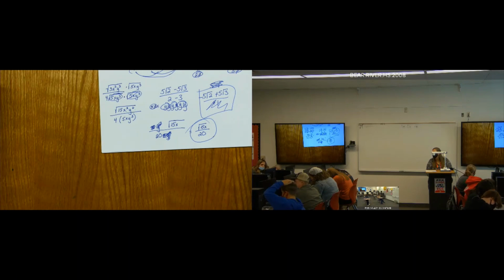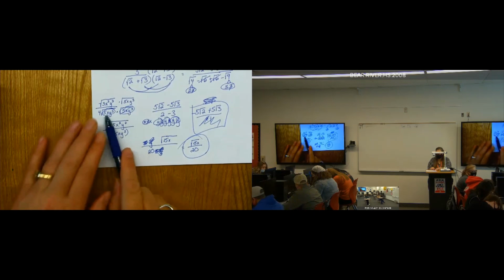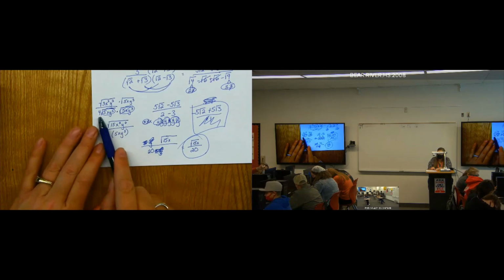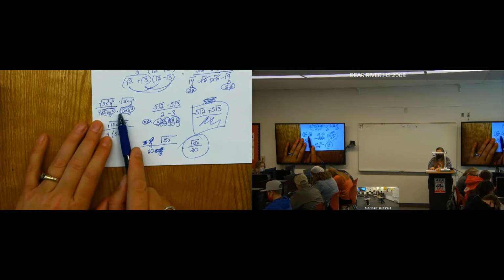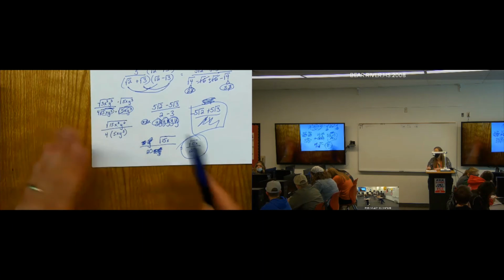Maddie, is your button on? Will you turn it on? When you did 4 times 5x, why isn't it 4? You could do 4 times 4. You'll get another 16. And then you'll have a 4 here. And you'll have to reduce it. And it'll come back down.